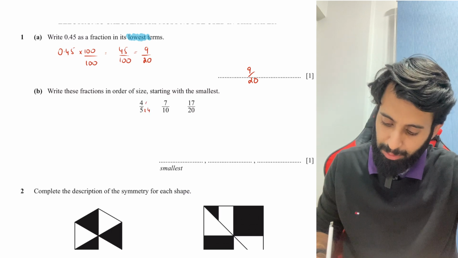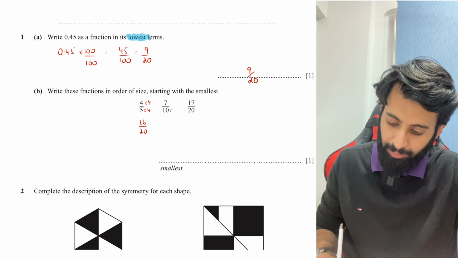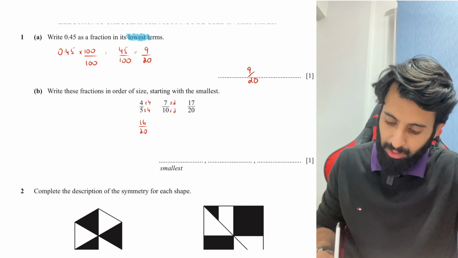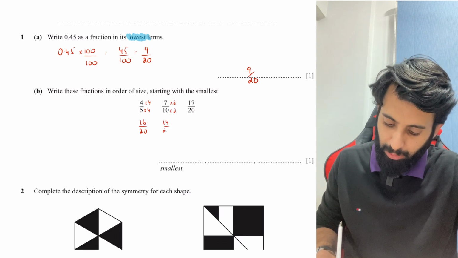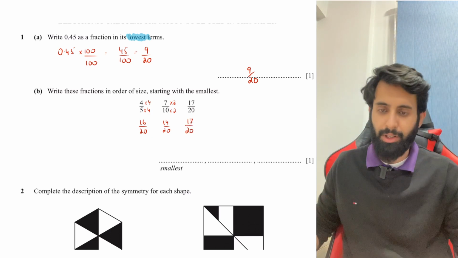So we're going to multiply 5 by 4, that means we're going to multiply 4 by 4 also. So we're looking at 16 upon 20. We're going to multiply 10 by 2 and 7 by 2 also, so we're looking at 14 upon 20. And 17 upon 20, we're going to do nothing to it at all because the denominator is already 20.